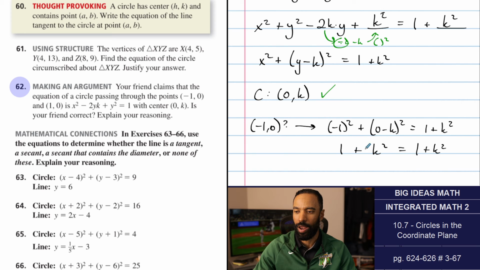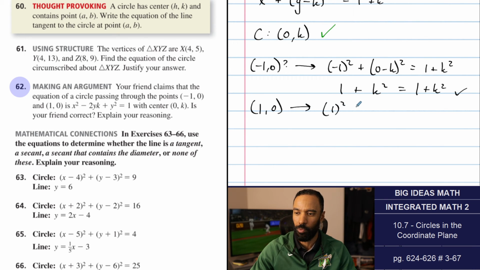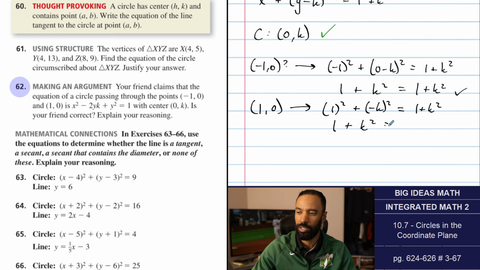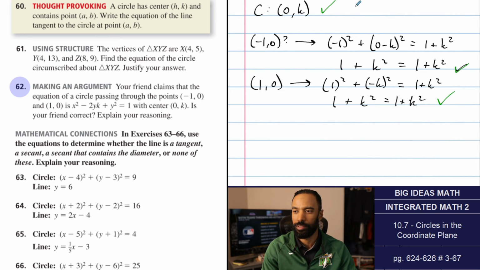And I'm doing this one without a graph, but that one seems to check out. And then at 1, 0, it will also check out, because all we're doing is just doing 1 squared this time. We'll still get 1. Negative k. 0 minus k is negative k. 1 plus k squared. 1 squared is 1. Negative k quantity squared is k squared. And that one checks out as well. So your friend is correct.